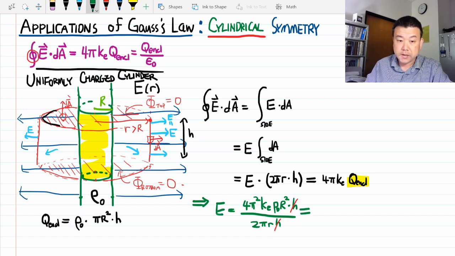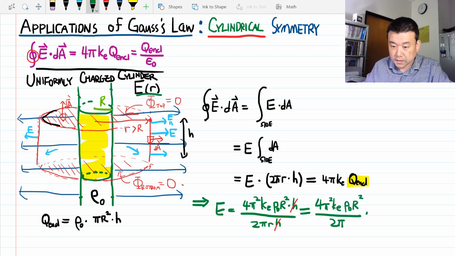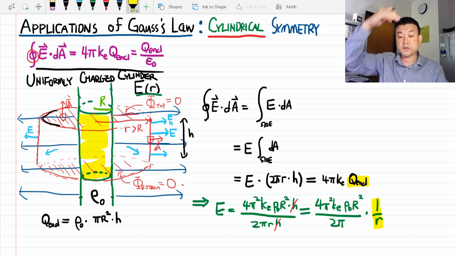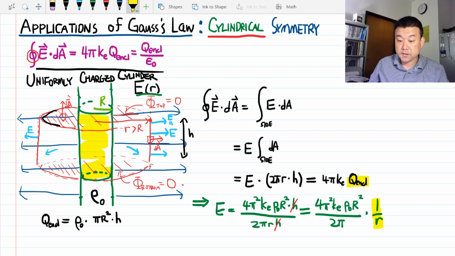Electric field outside a cylinder is equal to a bunch of constants times 1 over r. And this is what I want you to notice: with an infinitely long cylinder, the distance dependence of the electric field magnitude goes as 1 over r, not 1 over r squared. And we can do a little more simplification. Let me do that for the version I'm going to write down here.